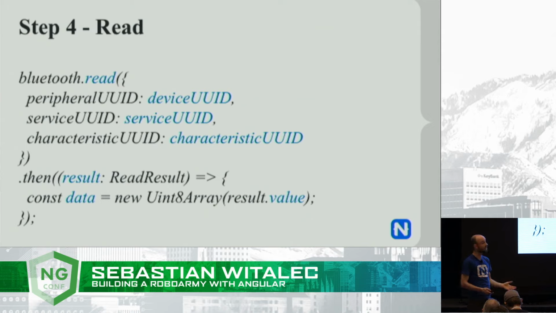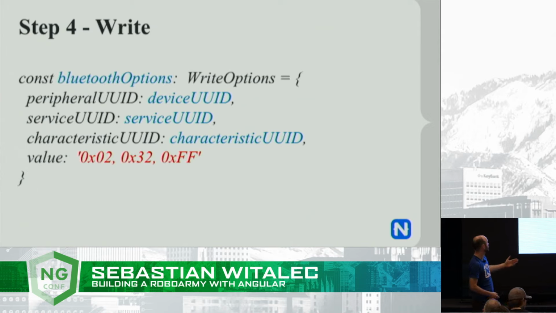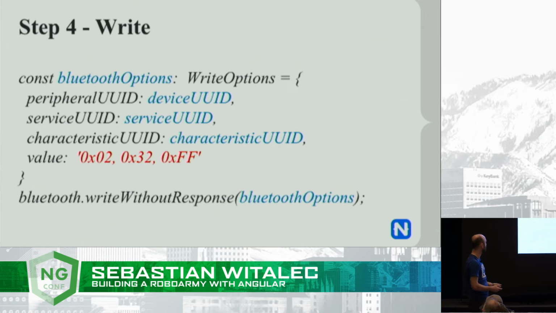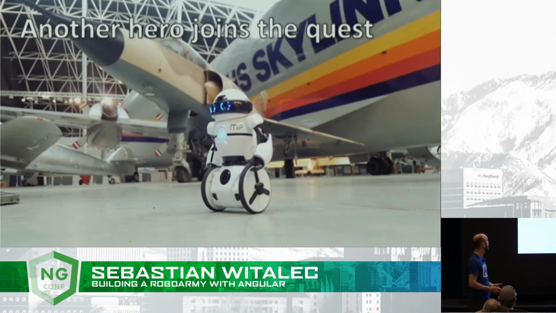If you want to send an instruction, it's almost the same, except we also have to add the value. That's a comma-separated string with hexadecimal values that we pass in, and that's how you send instructions. Then just call Bluetooth write without response. And that's pretty much the whole magic.